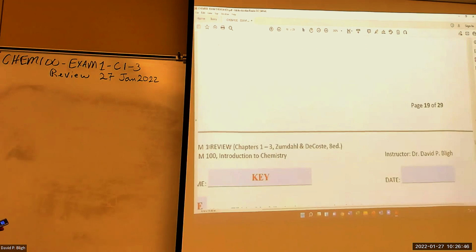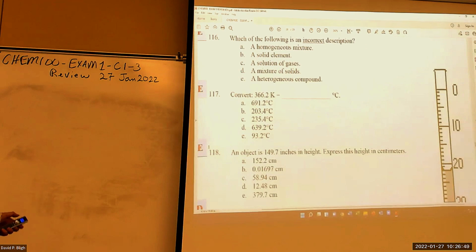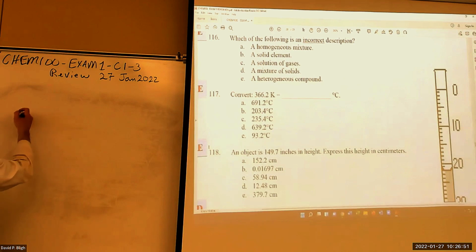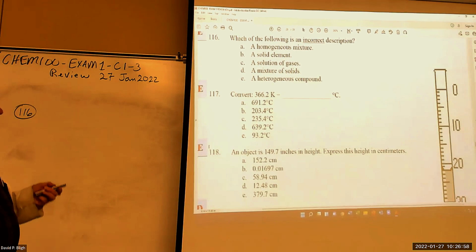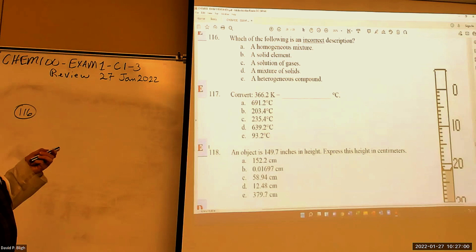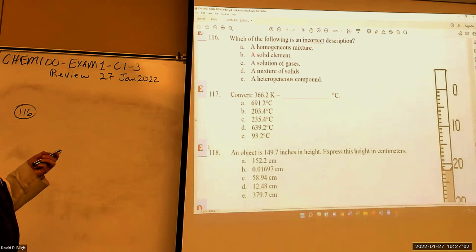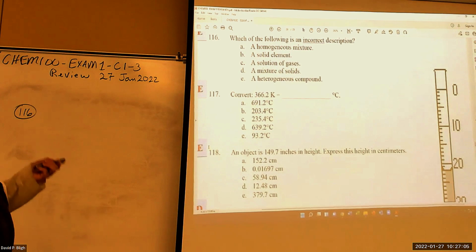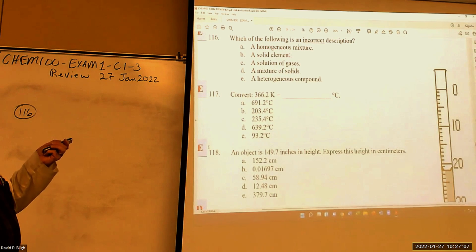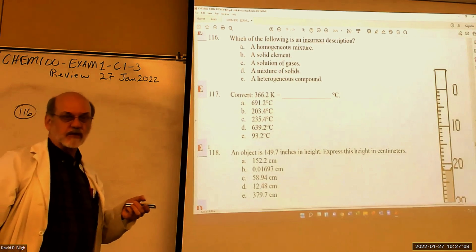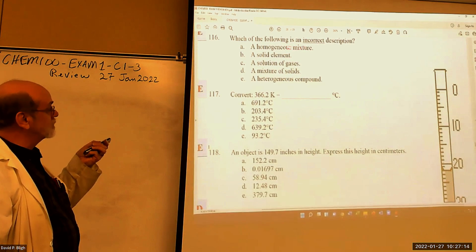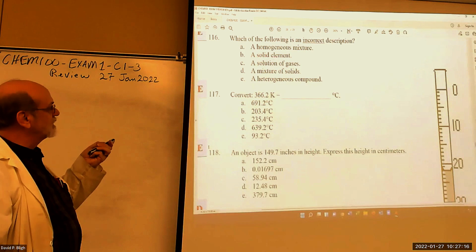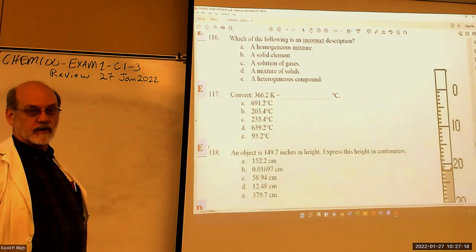116. Here we go. Which of the following is an incorrect description? In the phrase, do the words go together? Homogeneous and mixture. Yep. Those fit. It's a description of a particular type of mixture that is homogeneous. A solid element. Yeah, that works too.